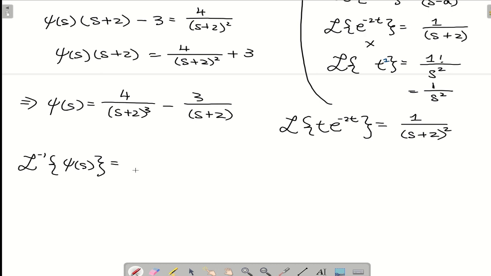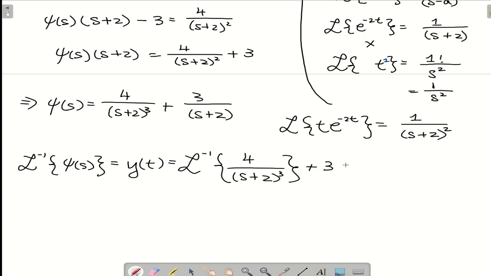And now what is the inverse Laplace transform of phi s? It should be equal to y of t, right? And we take the inverse Laplace transform of the right hand side as well. So we have 4 times the inverse of 1 over (s plus 2) to the power of 3, no, this one should be plus 3 times the inverse Laplace transform of 1 over (s plus 2).